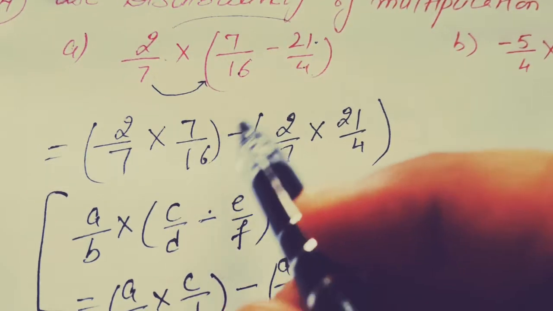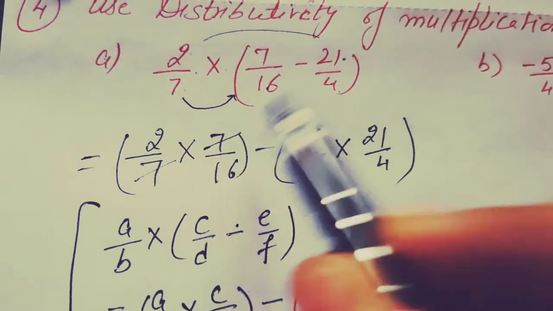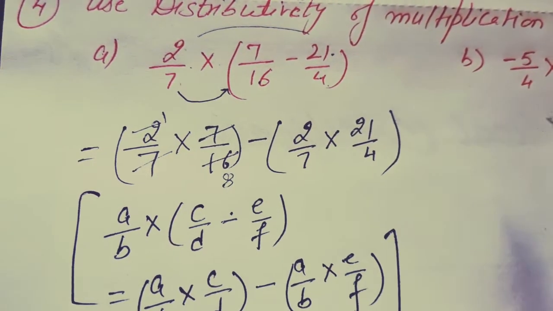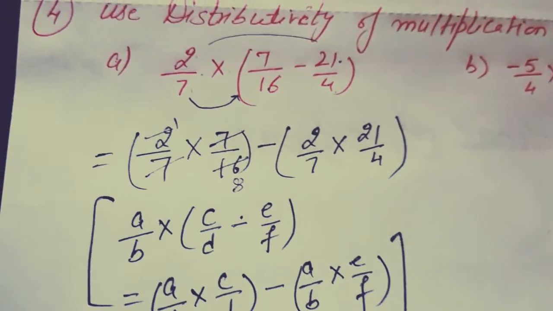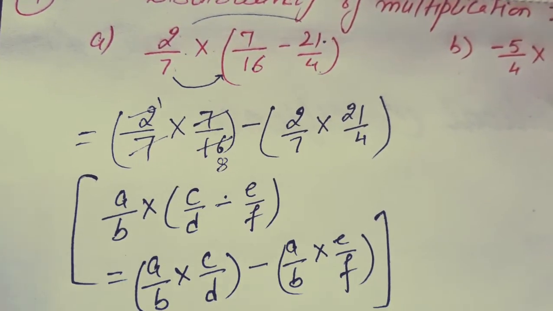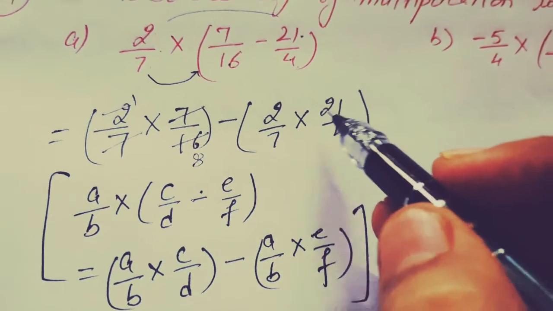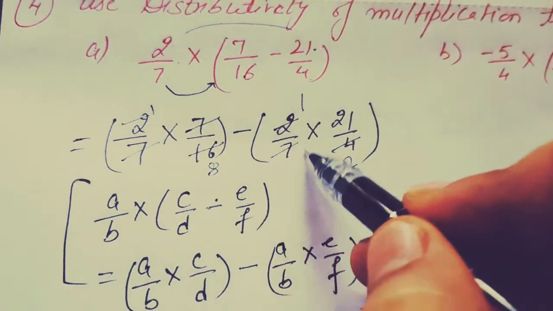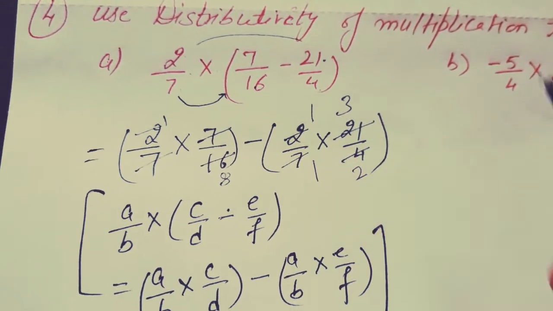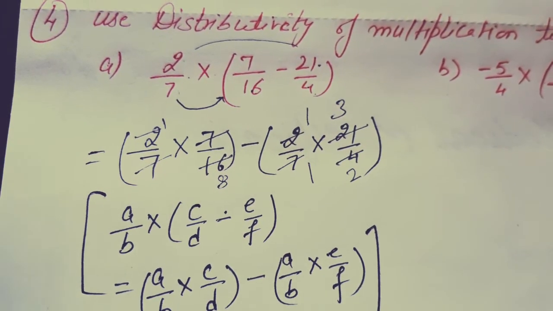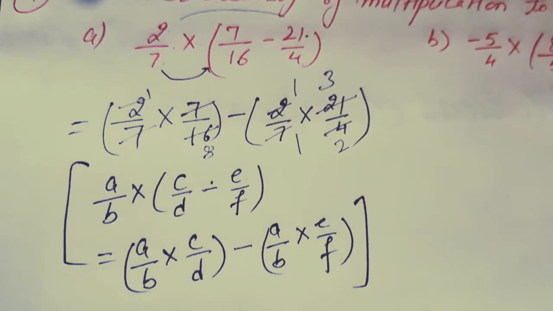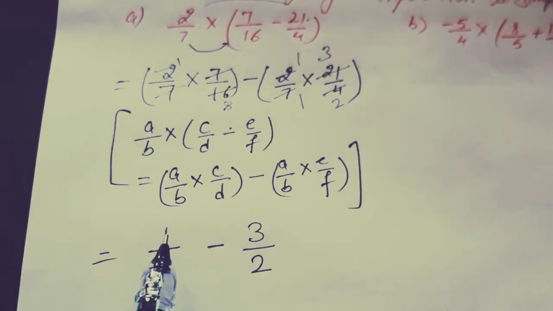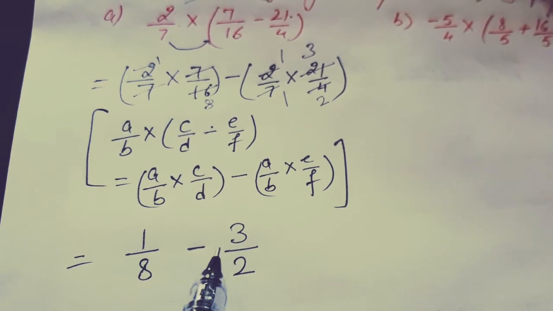So we will solve the brackets first. 7 will be cancelled out with 7. 2 ones are 2, 2 8s are 16. So it will become 1 by 8 minus. Now we will solve this bracket. 2 1s are 2, 2 2s are 4. 7 1s are 7, 7 3s are 21. So here it will become 3 by 2. So we will have now 1 by 8 minus 3 by 2.